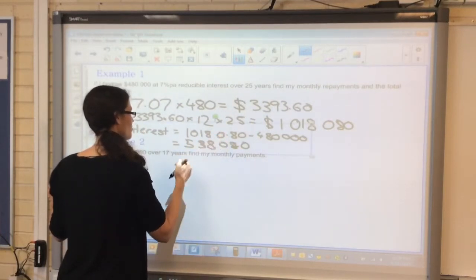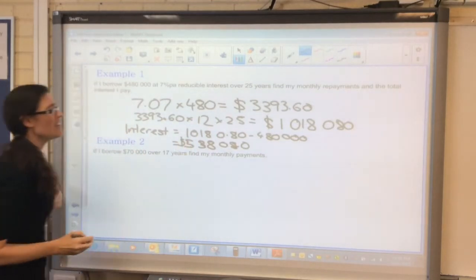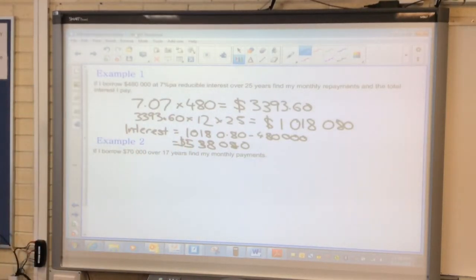Okay, so basically what you can see when you borrow a lot of money and you pay it off over 25 years, you end up paying more than double for your house. Unfortunately, 7% is not unrealistic, I mean the rates are a little bit lower than that. It's not an unrealistic model of the real world.